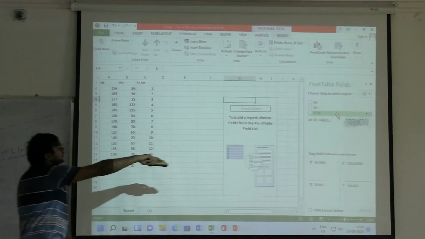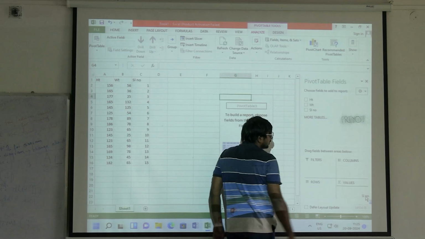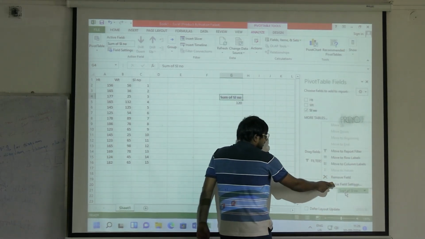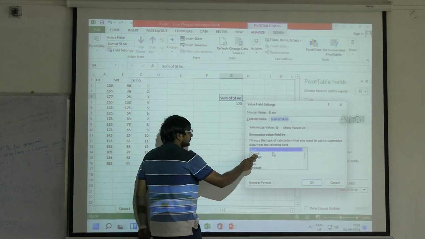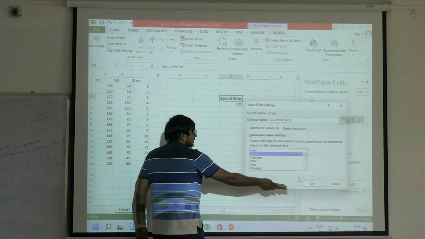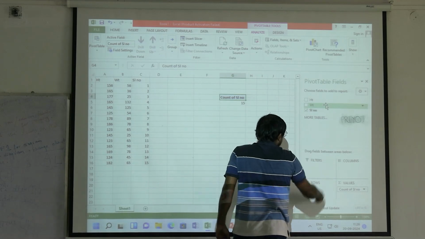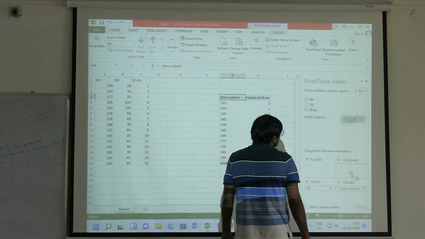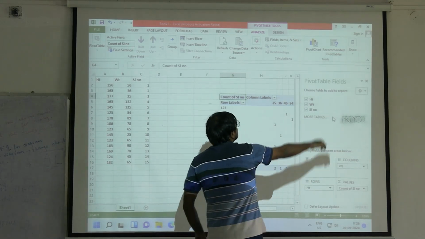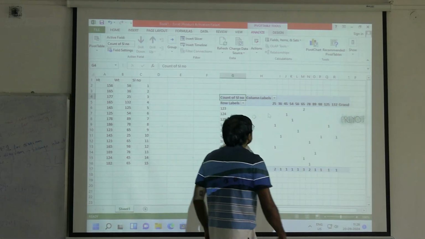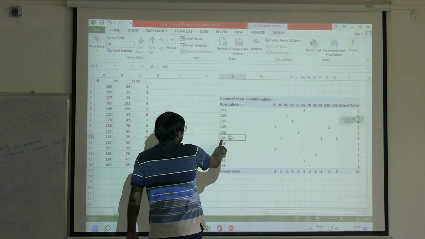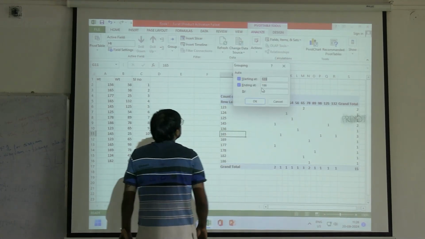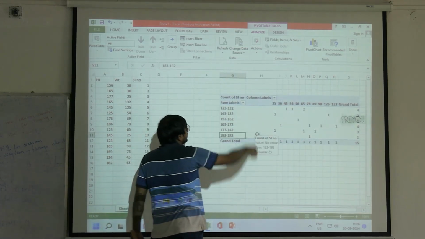Now serial number always goes to values. Click here. Value field settings. Go to count. Height in any one you like, weight in another. Cross it. Click here. Right click. Group. Same goes for that.